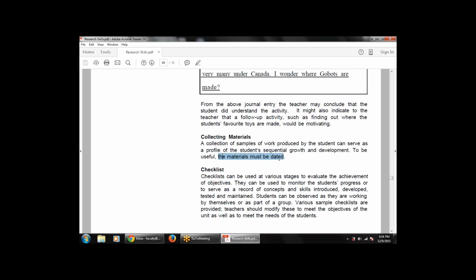And to be useful, the material must be dated. That is, the material must be dated, whether it is available with the daily log or with the collection of the material.